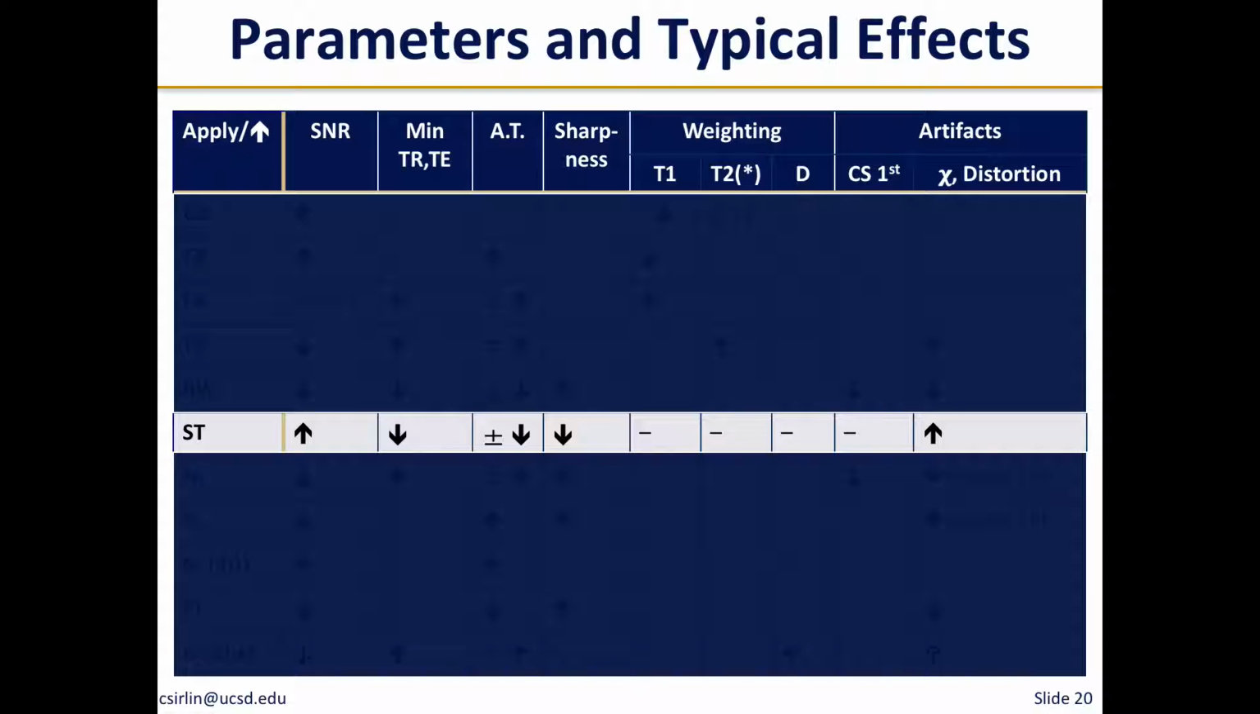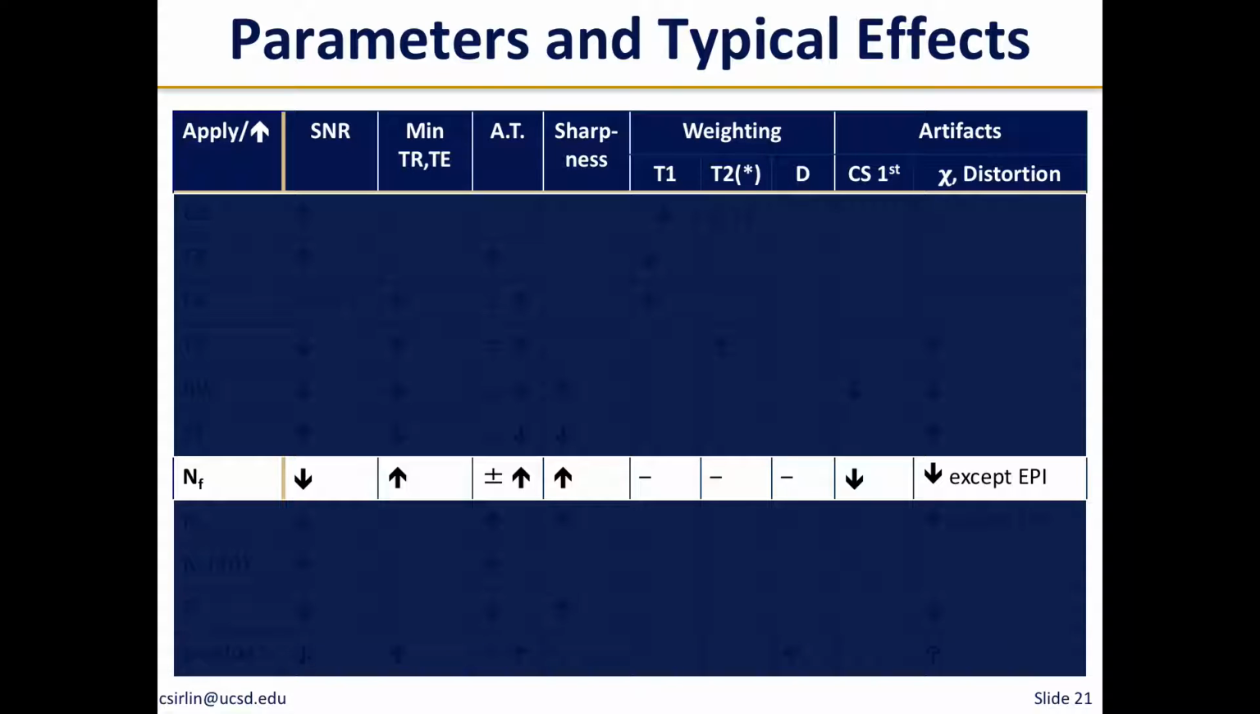Now here is something we're not going to review again, so I'll mention it now. Slice thickness. If you increase your slice thickness, your SNR goes up. Interestingly enough, if your slice thickness goes up, sometimes your minimum TE can go down because the slice thickness gradient is easier to apply. And if your minimum TE goes down, your minimum TR goes down. If your minimum TR goes down, then your acquisition time can go down a little bit. Your image sharpness goes down because your spatial resolution is worse, and your susceptibility and distortion can go up.